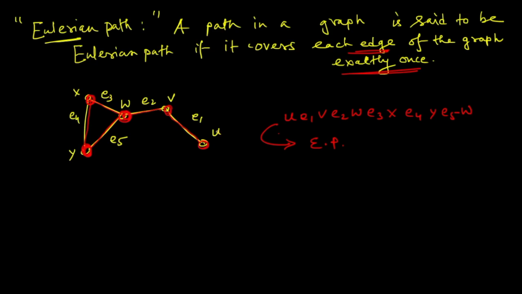Likewise, you can take different Eulerian paths, but after that you cannot go to this side, because in that case this particular edge will be covered twice. That is not allowed for an Eulerian path.